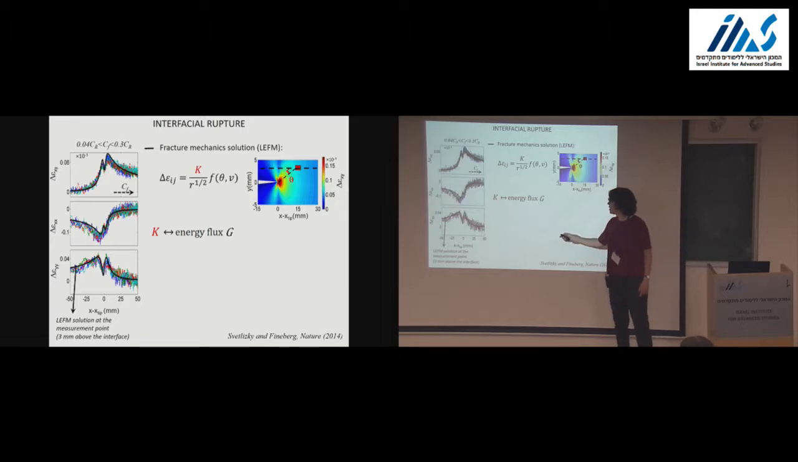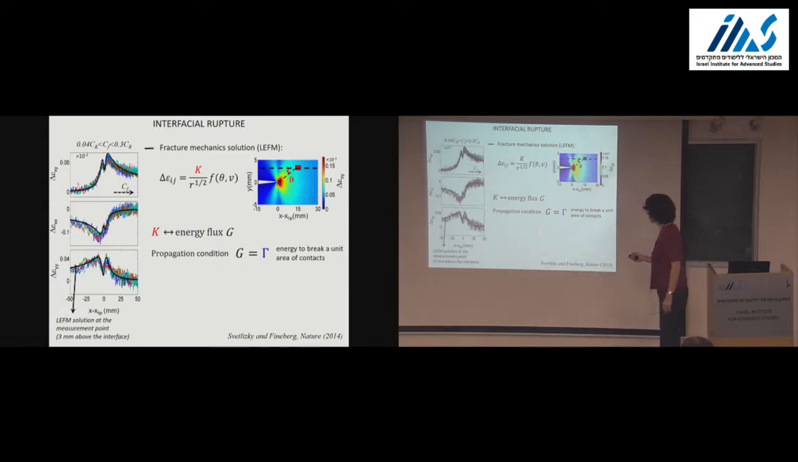And K is related to the flux of energy, the energy release rate, G, the elastic energy flowing from the bulk to the crack tip. A propagation condition for a crack is that G balances gamma, the fracture energy, or the energy dissipated per unit of advance of the crack. Then by fitting K, we get a measurement of gamma, the interfacial fracture energy. And for this experiment, gamma is about 1 joule per square meter, which is a reasonable value, taking into account the sparseness of the contact.